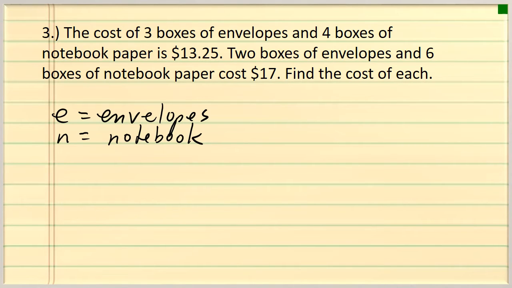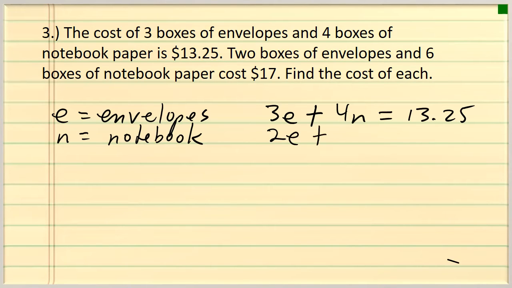And my first sentence says that 3 boxes of envelopes and 4 boxes of notebook paper is a total of $13.25. I don't need to put the dollar sign into an equation. And the second sentence says 2 boxes of envelopes and 6 boxes of notebook paper cost, which is the same as is, $17.